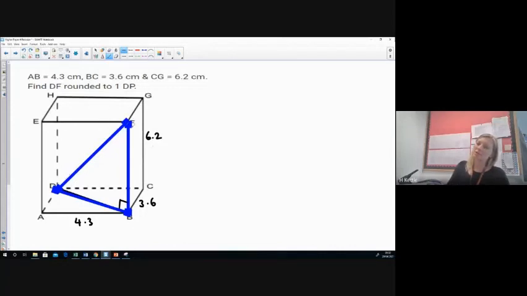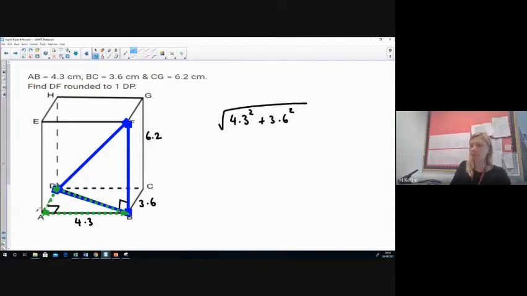But to be able to do that, we know that this side is 6.2, but we'd need the side on the floor. So I'm going to make another triangle on the floor here. And we know that that is also a right-angled triangle because it's the corner of the cuboid. For the one that's on the base, we're going to use Pythagoras, and we're going to do 4.3 squared, add 3.6 squared, and then square root our answer. I know that this side here is 3.6. So we're just doing Pythagoras in 3D, just on the floor of the shape.